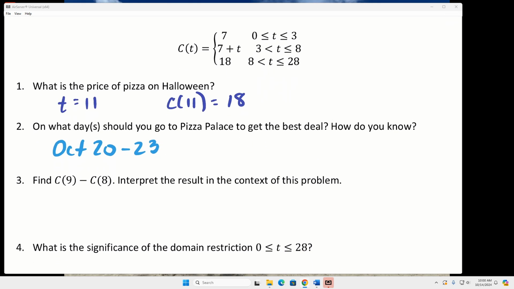All right, and then for number 3, we want to find C of 9 minus C of 8. So let's just start with C of 9. Which piece are we going to use for T equals 9? The bottom one. So C of 9 is going to be 18.